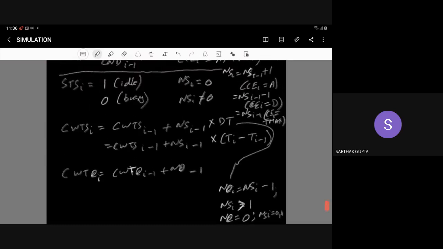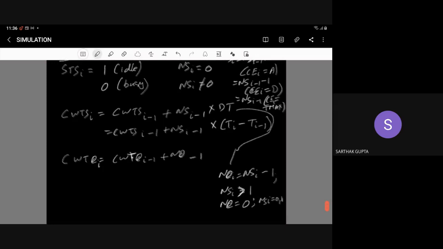After having the knowledge of NS, the number of customers in the system, we can update the output variables CWTS and CWTQ. So for CWTQ, it is NQ at i minus 1 times the difference of time, that is CWTQ i minus 1 plus old NQ times current time minus previous time.